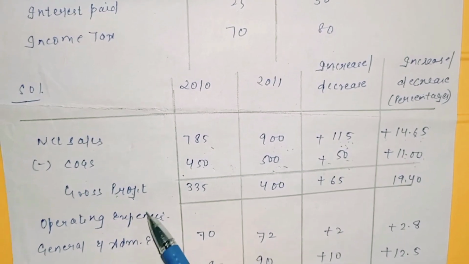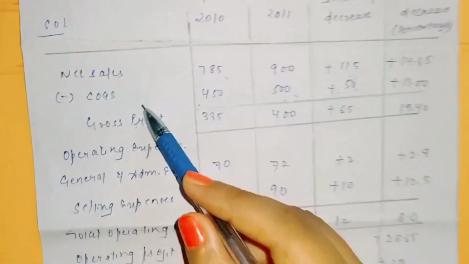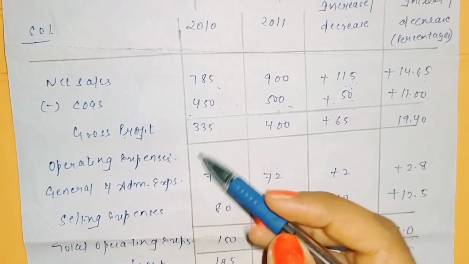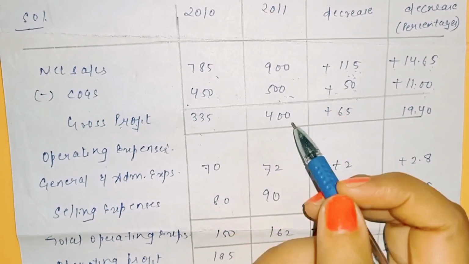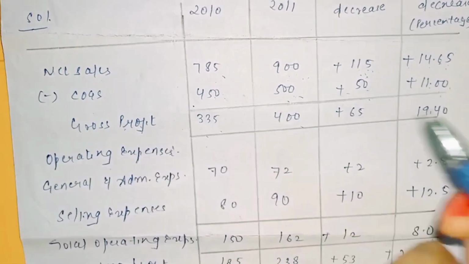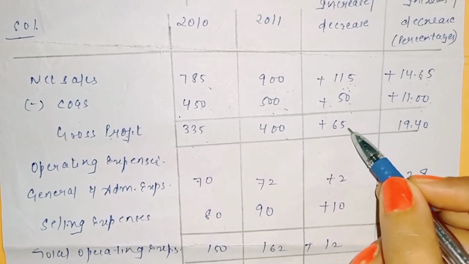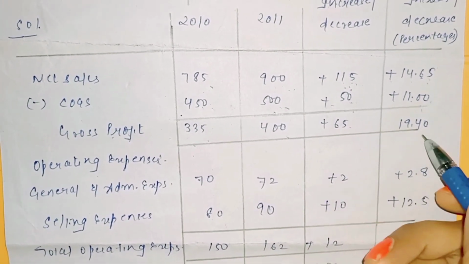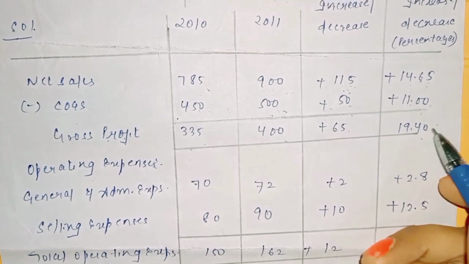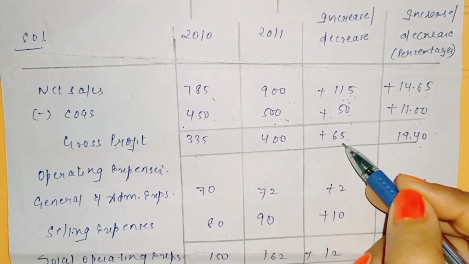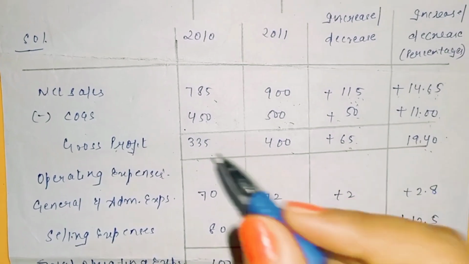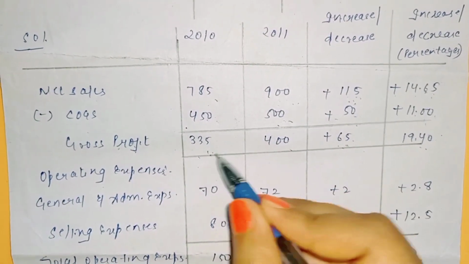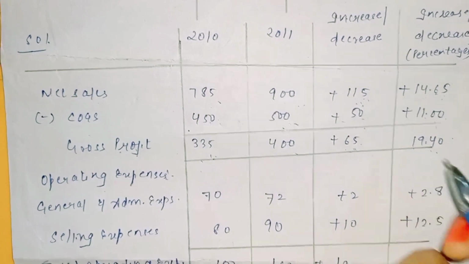So this is the gross profit. Then we deduct the cost of goods sold from the net sales and we can find out the gross profit. So here it is 335, and in case of 2011 it is 400. In case of increase or decrease it is 65. And if we find out the percentage increase or decrease, we will have to divide the increase or decrease by the base year. 65 divided by 335, then it will come 19.40.